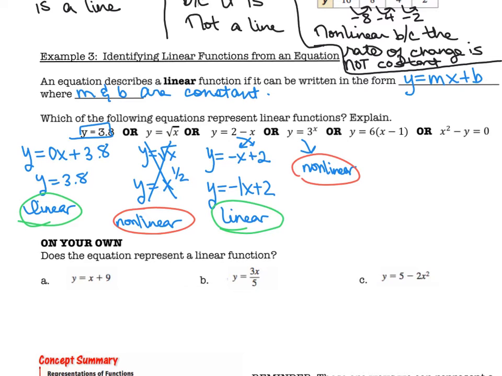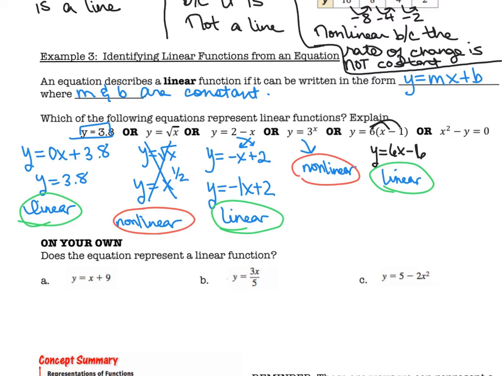All right, let's look at the fifth one. We have y equals 6 times parentheses x minus 1. Well, if I were to distribute the 6, I can rewrite this as y equals 6x minus, I'm sorry, minus 6, where my m is 6 and your b is negative 6. In the form of y equals mx plus b, it's linear. Therefore, we are good to go.